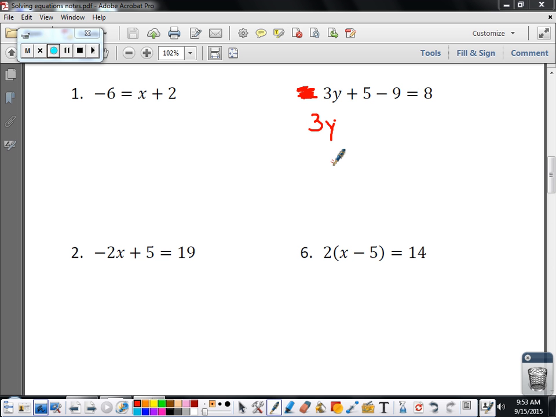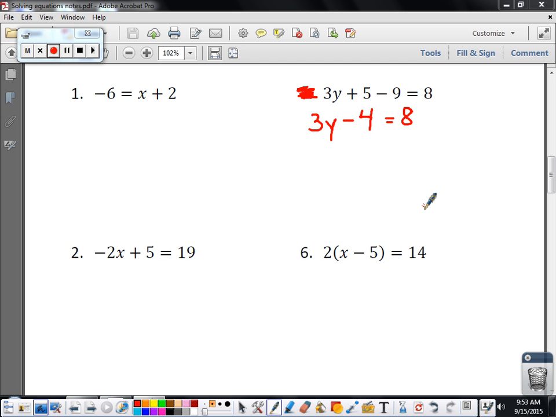So what's 5 minus 9? It's not 4. It's negative 4. So what do I write? No, I don't write plus. It's negative 4, so I just write minus 4. So 3y minus 4. Everybody get why this is a minus sign and not a plus sign? Equals 8. All right. Now what, guys?